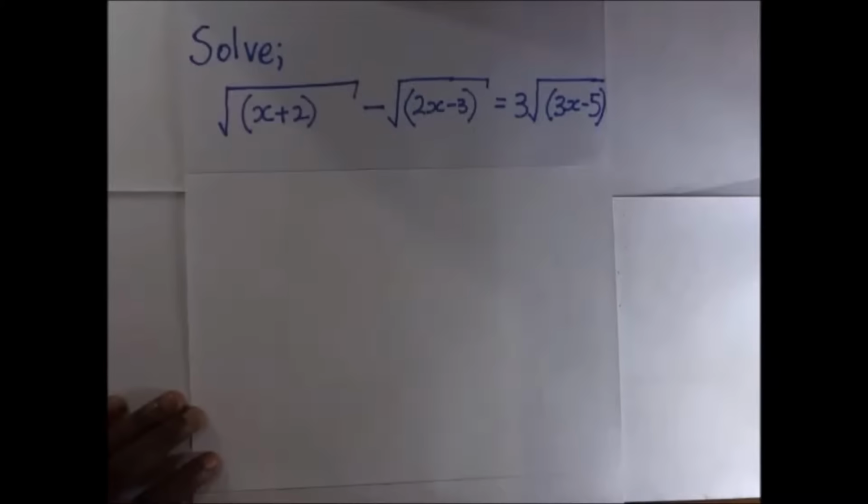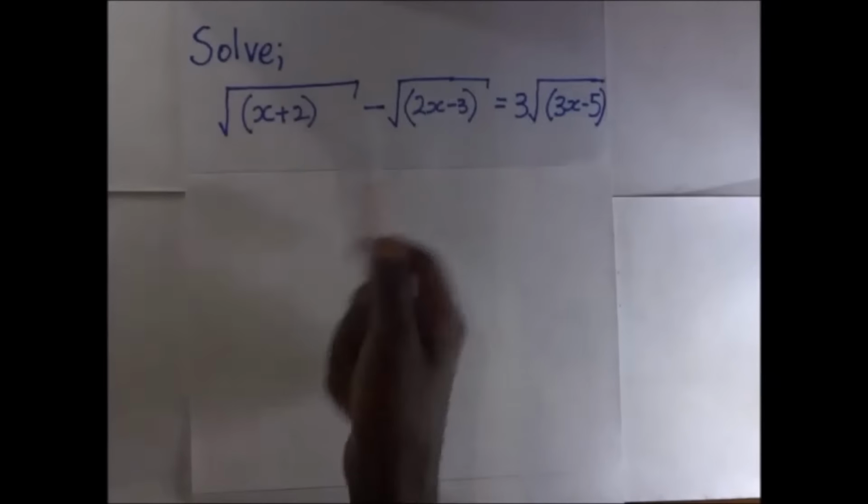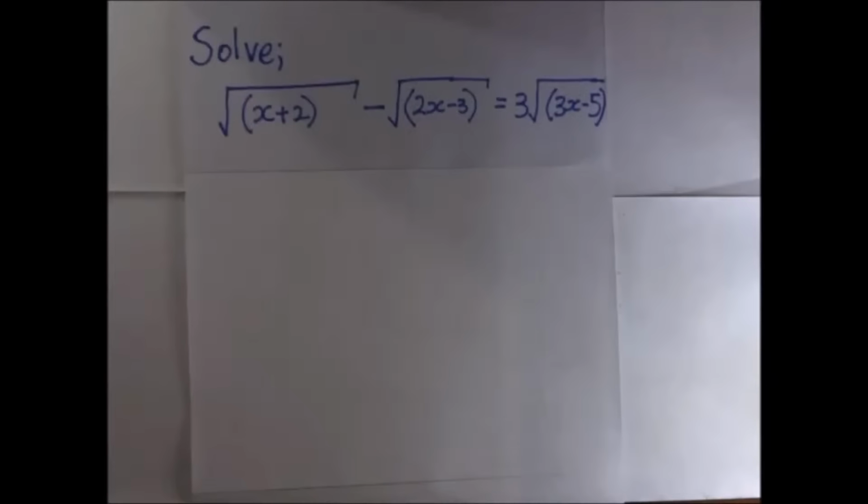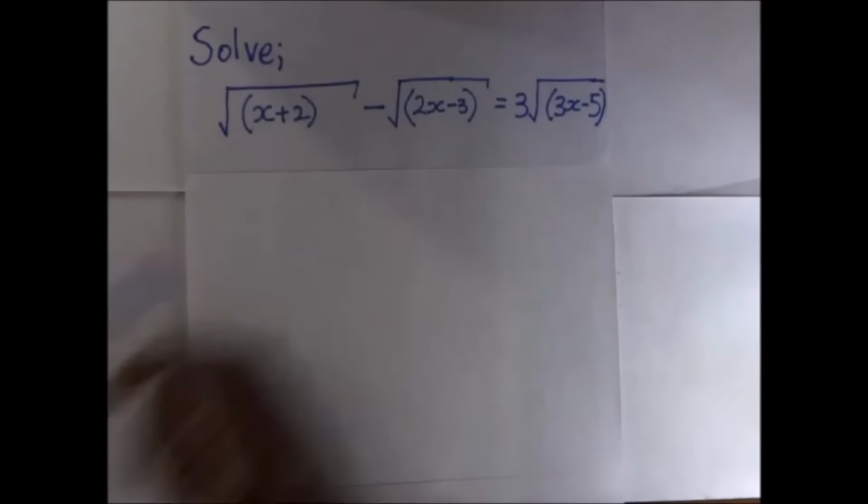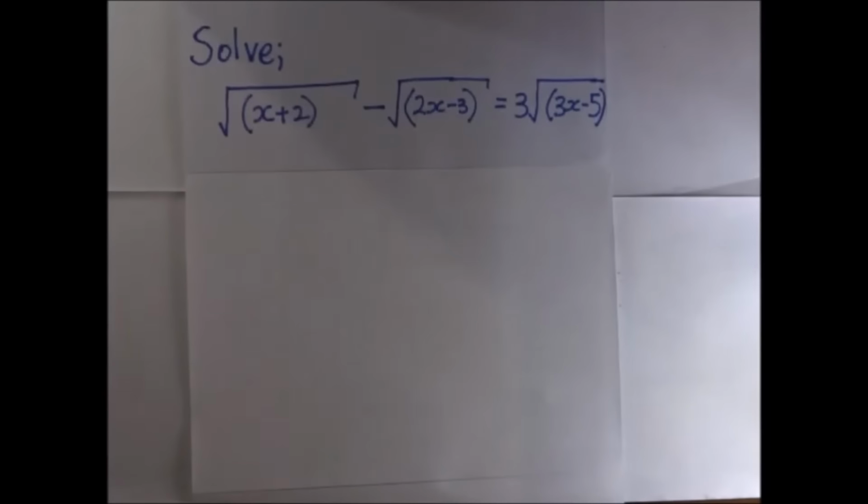So we are going to solve this equation. It is an equation that is involving square roots. In our previous video, we said that equations of this type are solved by squaring both sides. And when we square both sides, it means that we are going to create an extra solution.